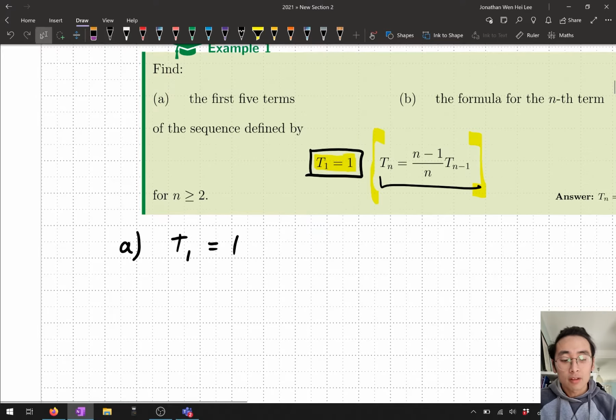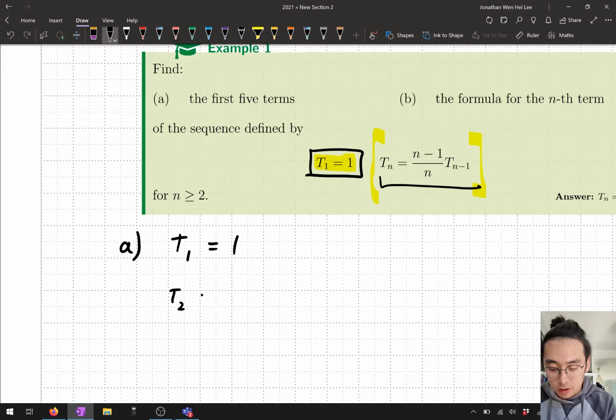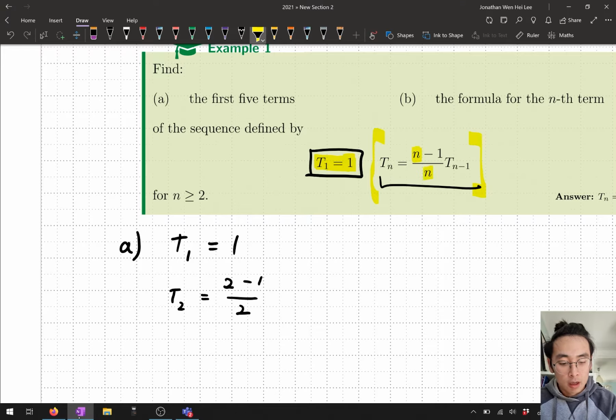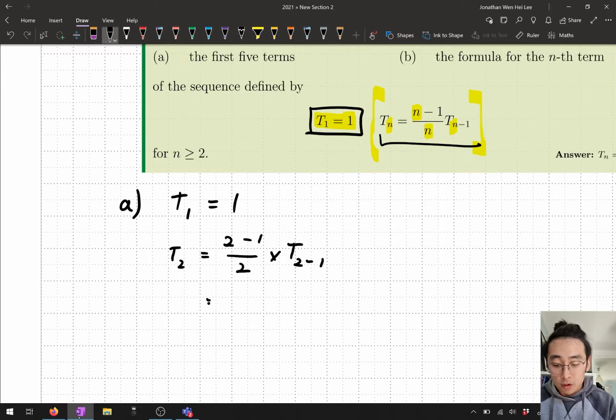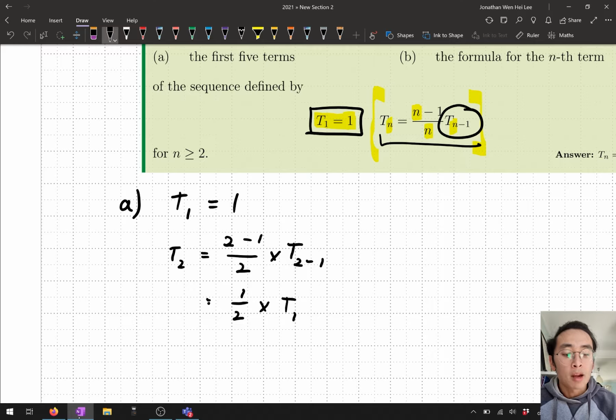Now here, if I just sub in 2 wherever I see n's for T2, so T2 is just going to equal 2 minus 1 over 2, because in my formula, I'm just subbing in wherever I see n, that 2. And so here, that is times by T2 minus 1. So what this part tells me is that 2 minus 1 over 2 is just a half times t1. So this t(n minus 1) just means I'm just taking the previous term.